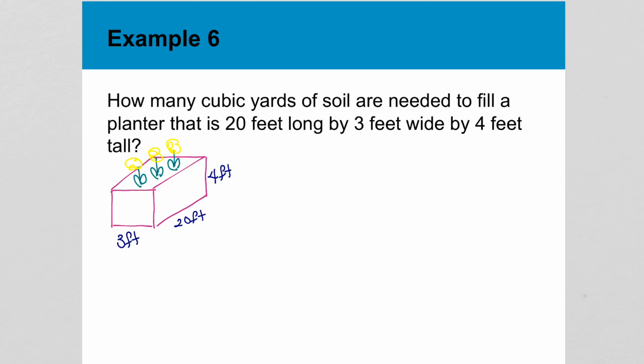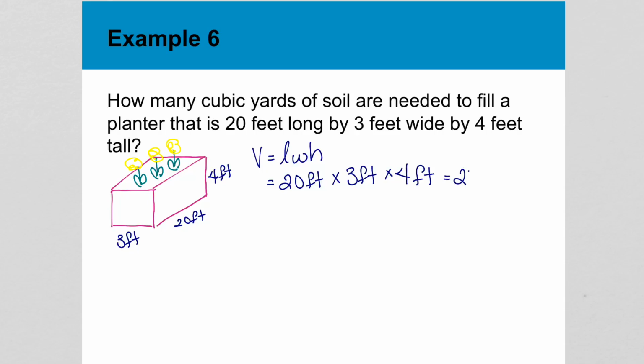Well, yeah, I realize that usually you don't fill it all the way to the top, but we're going to assume that to keep from making this more complicated, okay? So what we need to find first is the volume. Remember, volume is length times width times height. So we'll take our length of 20 feet, multiply it by the width of 3 feet, and multiply that by the height of 4 feet.